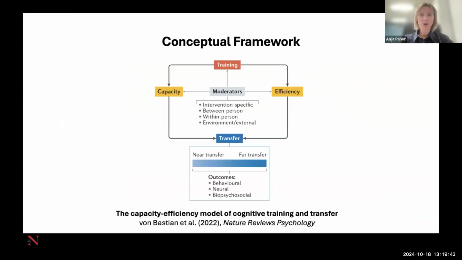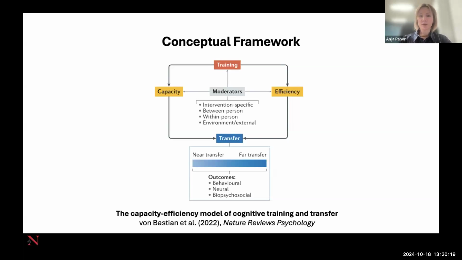So as shown in the first webinar, there are several different conceptual frameworks underlying training gains. And for the purpose of this talk, I will focus on the capacity efficiency model. According to this model, there are several different categories of moderating variables that can affect both training and transfer. And these are intervention specific, so this has to do with the different training conditions or training tasks that are used. They can be between person: age, biological predisposition, personality, and so on.